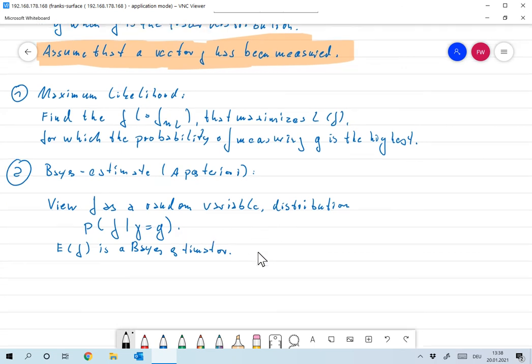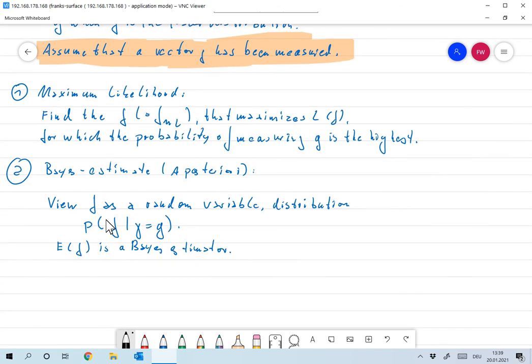Okay, this is a conditional probability, and probably you think you'll have to use Bayes formula for doing that and for finding the distribution. Now we have the probability, and now it makes sense to look at the expected value of f, and that should also be a good estimator for our f. So here we just take the one that has the highest probability, and here we take something like the expected value of all the f's, taking their probability into account.